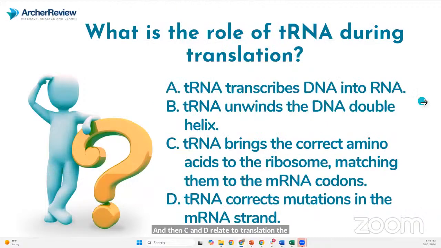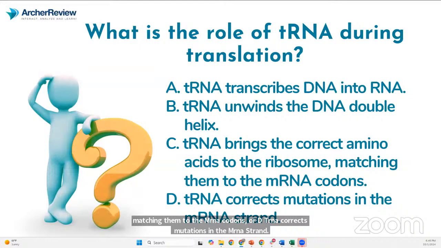Let's do another. What is the role of tRNA during translation? A, tRNA transcribes DNA into RNA. B, tRNA unwinds the DNA double helix. C, tRNA brings the correct amino acids to the ribosome, matching them to the mRNA codons. Or D, tRNA corrects mutations in the mRNA strand. You have 45 seconds. I'm seeing answers already.